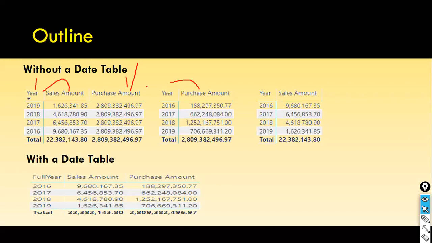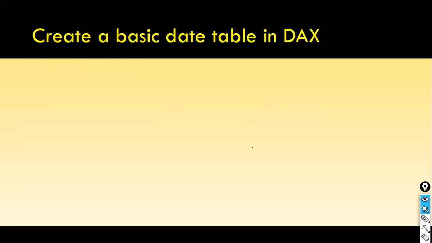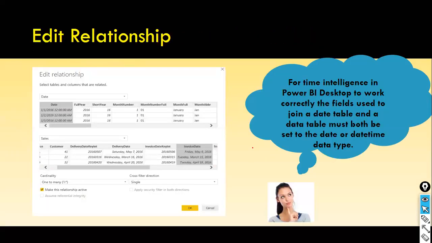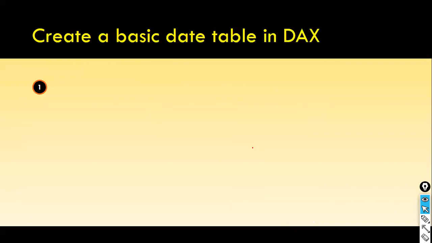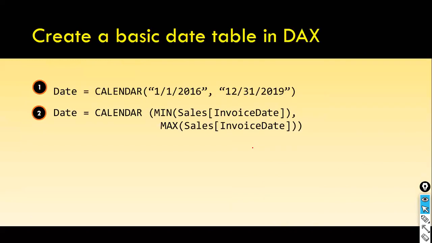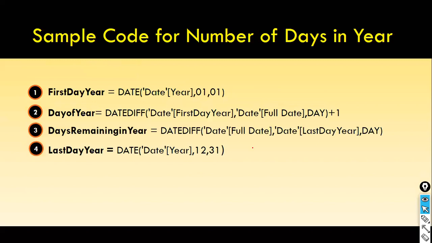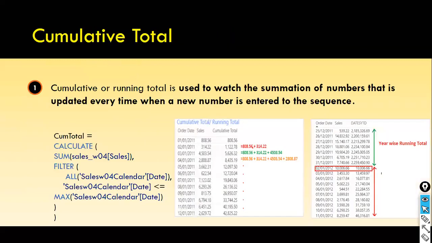Without a date table, you can generate a report. You can use a year column to filter one of them, but you cannot use a year column to filter these two columns at a time. Hence you need a dedicated date table. We already discussed how to create the date table. Either you can use the CALENDAR function or the CALENDARAUTO function. We discussed that in detail.